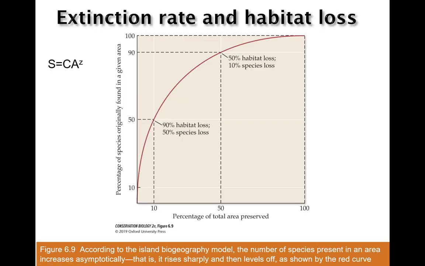So now we can think about extinction rate and habitat loss, which is related to how much area is available for the number of species, and think about the loss from there, also using the island biogeography model. The number of species present in an area will increase asymptotically, rising sharply and then eventually leveling off, and that's shown by this red curve. The shape of that curve is going to differ based on different species, different regions, their dispersal abilities, what kinds of habitats are available, etc.